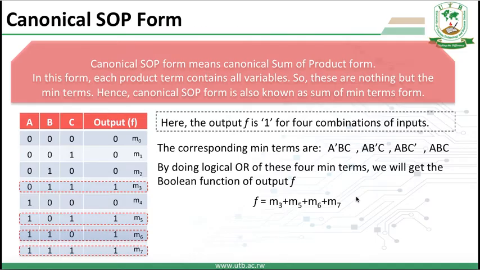It can be written as a formula here: F equal to sigma. Sigma stands for summation. Why? Because it is plus plus plus, so it is a summation of m, small m because it means min term, then 3 5 6 are the indices. So this can be rewritten in this equation.